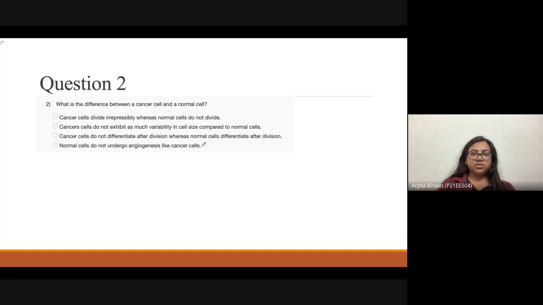What is the difference between a cancer cell and a normal cell? The first option is cancer cells divide impressively whereas normal cells do not divide. The second option is cancer cells do not exhibit as much variability in cell size compared to normal cells. And third option is cancer cells do not differentiate after division, whereas normal cells differentiate after division. The fourth option is normal cells do not undergo angiogenesis like cancer cells. So what is the right answer? Take your time, but at least try.